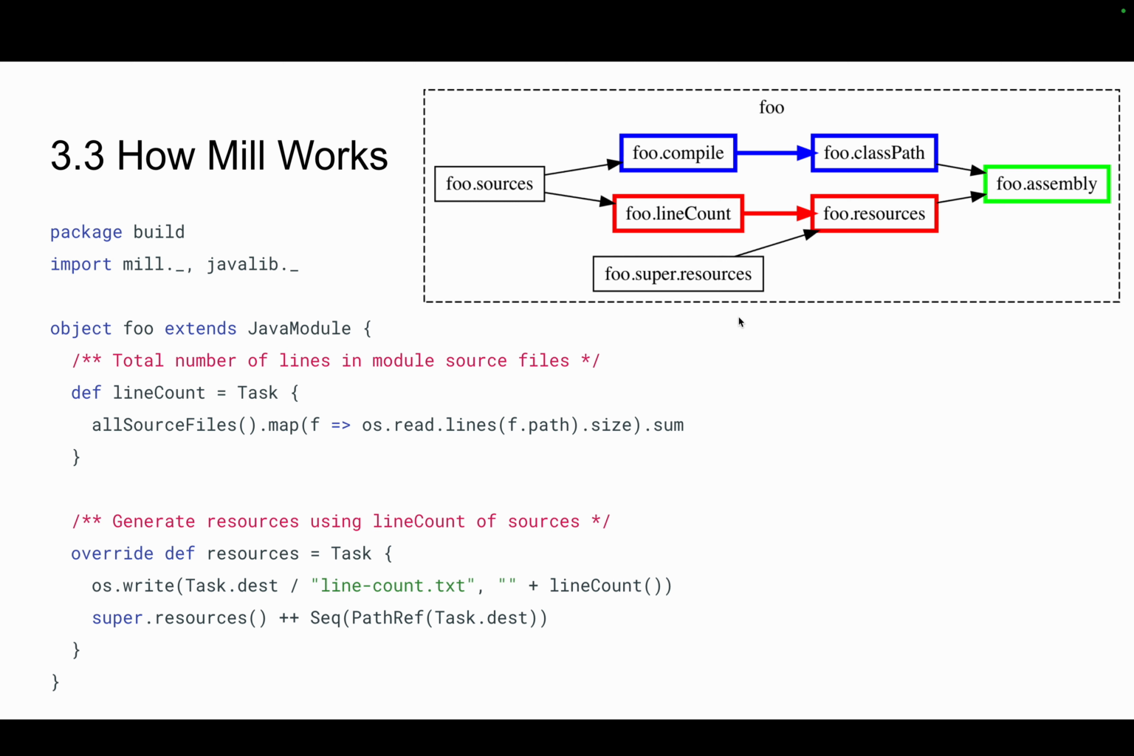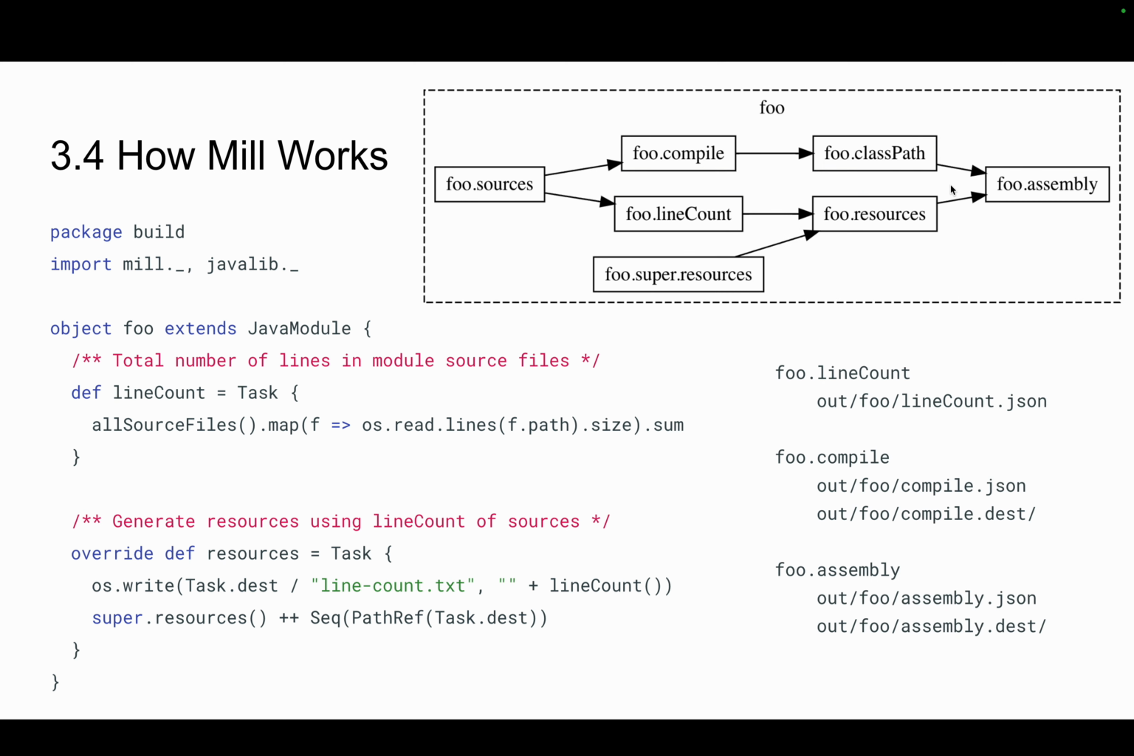So once we have this graph that Mill captures, Mill is able to automatically make decisions around parallelization. For example, it knows that the blue task can run in parallel with the red tasks because they don't depend on each other. But assembly in green needs to wait for both blue and red to finish because it does depend on both.